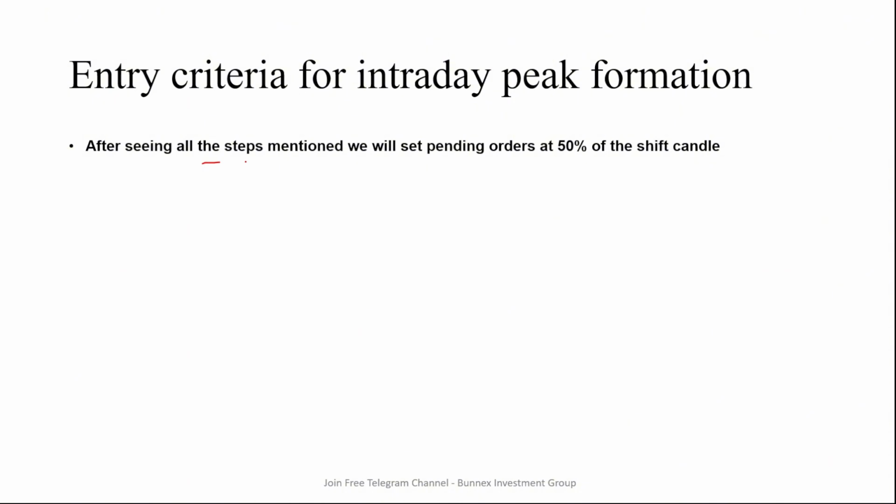So after seeing all the steps that I've mentioned, we will set pending orders at 50% of the shift candle, as I will show you on the charts.